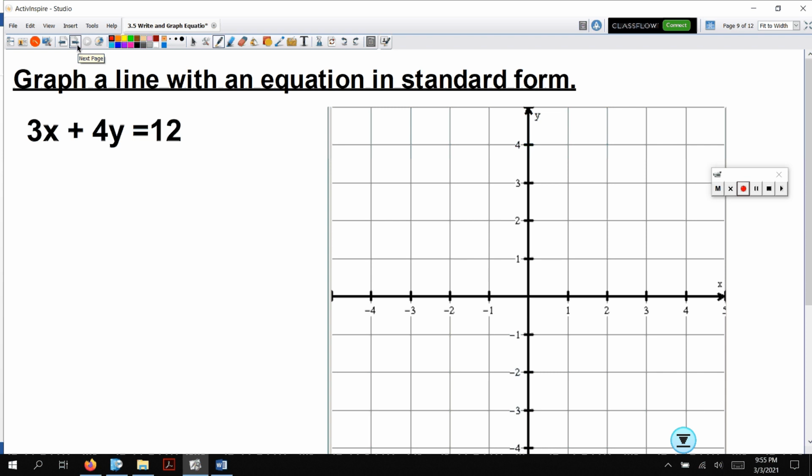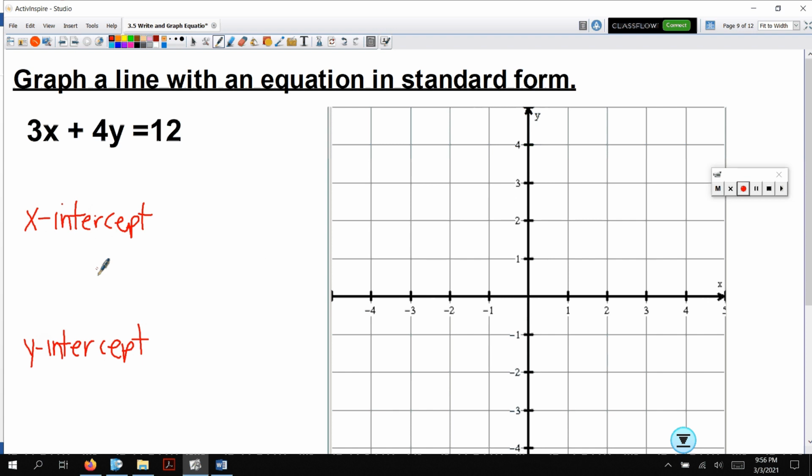All right, here's something else we're going to talk about. Graphing an equation in standard form. When you see an equation in standard form, I want you to think x and y intercepts. Okay? X and y intercepts. Remember, if I'm on the x-axis, y equals 0. Everywhere on this x-axis, y equals 0. If I'm on the y-axis, every point on here, x equals 0, right? Because I never go left or right, I go up or down.